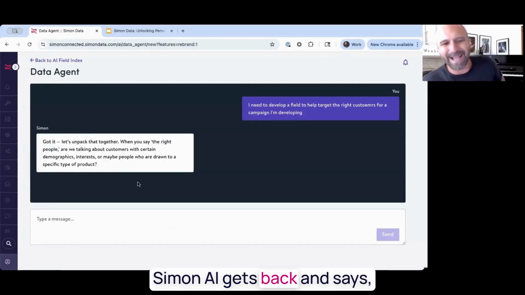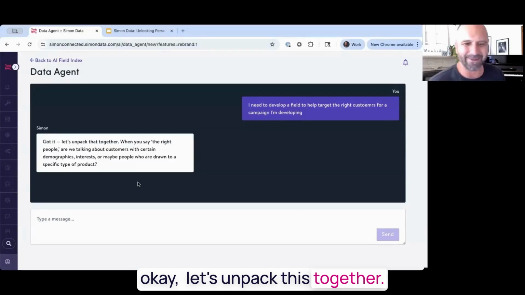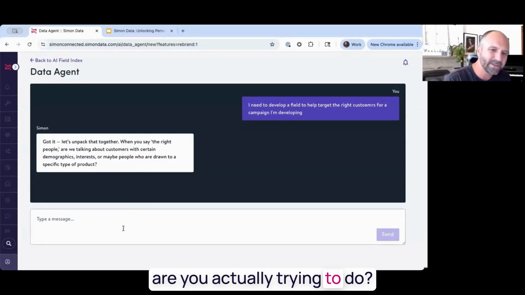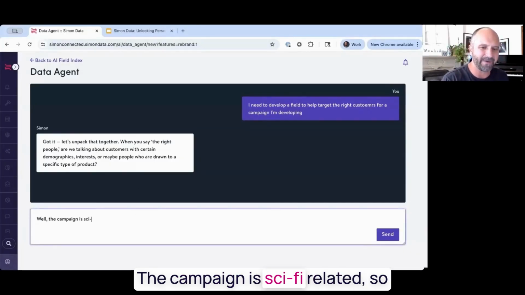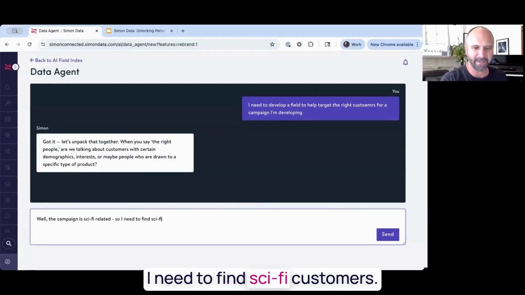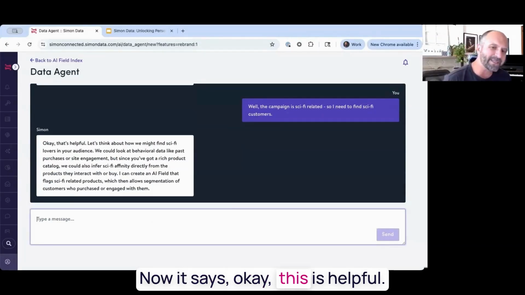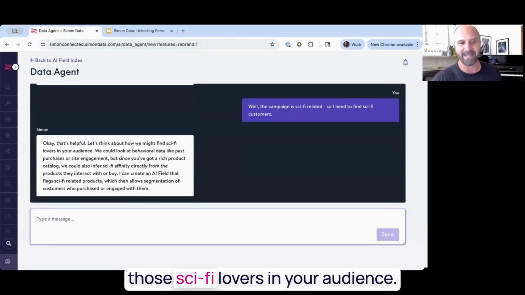So Simon AI gets back and says, okay, well, let's unpack this together. You say the right customers, what are you actually trying to do? Well, the campaign is sci-fi related, so I need to find sci-fi customers. So now it says, okay, well, this is helpful. Let's think about how we might find those sci-fi lovers in your audience.